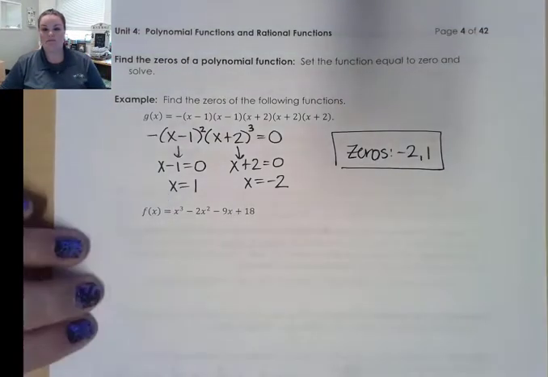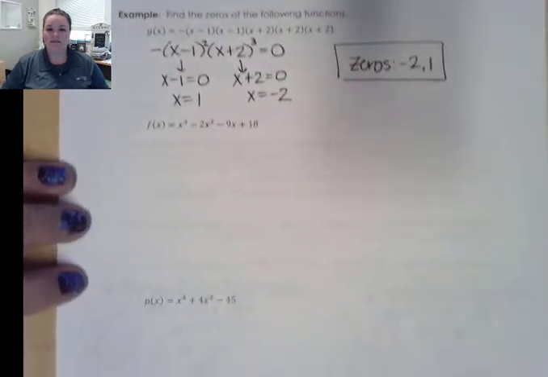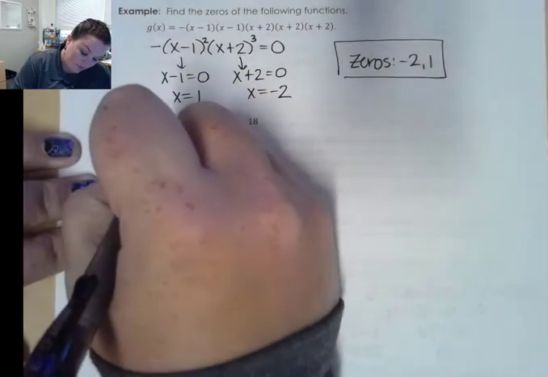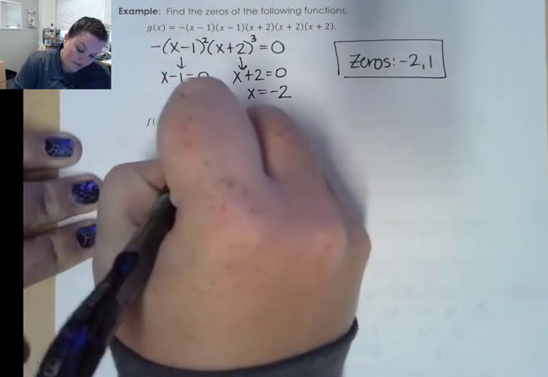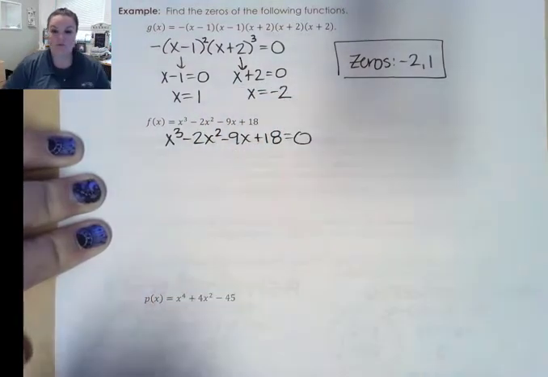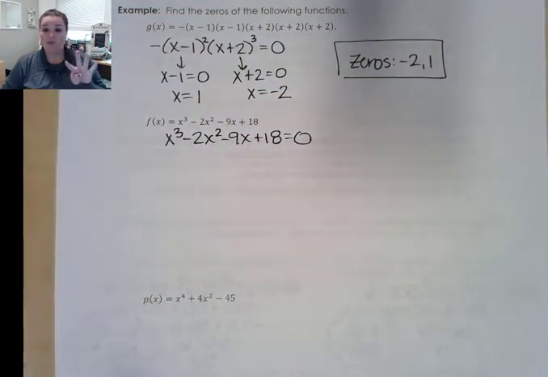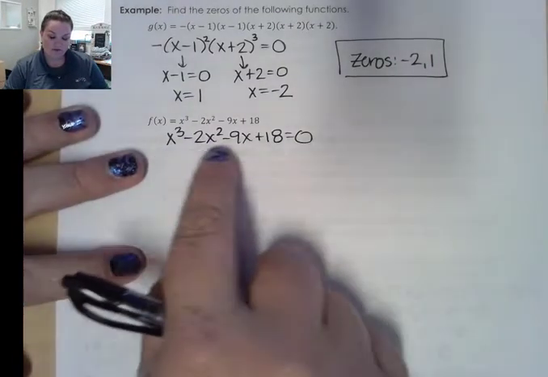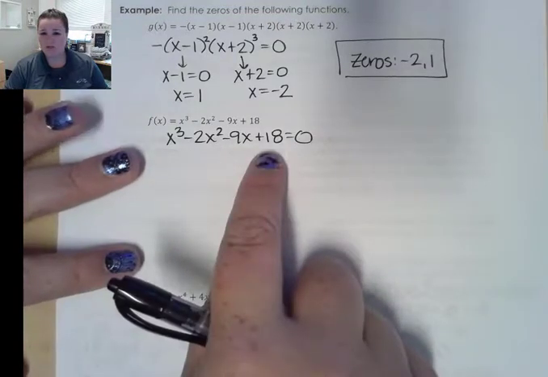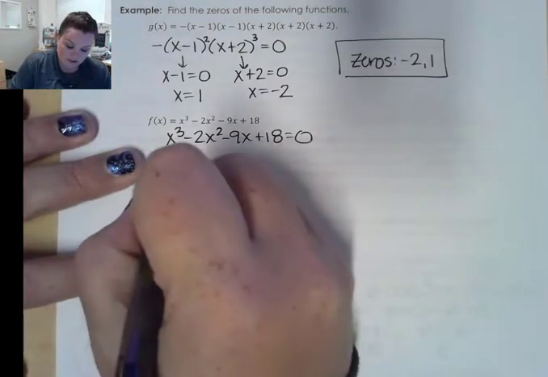All right, let's look at the next one. Same thing, except it's not factored for us. So if it's not factored for us, then we have to factor it. I'm going to write my function and set it equal to 0 so we can solve. Because I have 4 terms, I'm going to go straight into grouping. Make sure you check for a greatest common factor before you start factoring. In this case, we don't have one, so we're going to go straight into our grouping method.